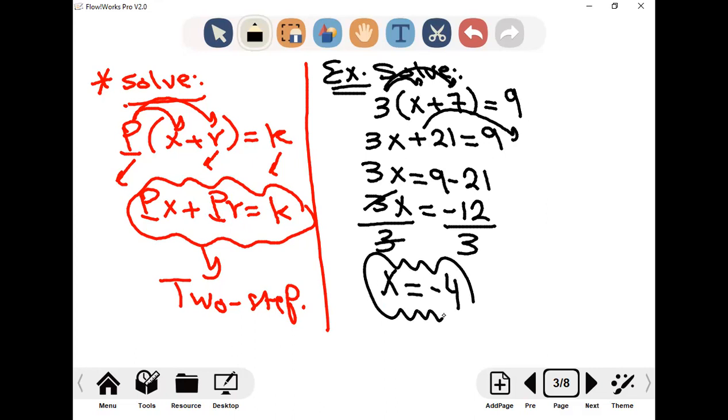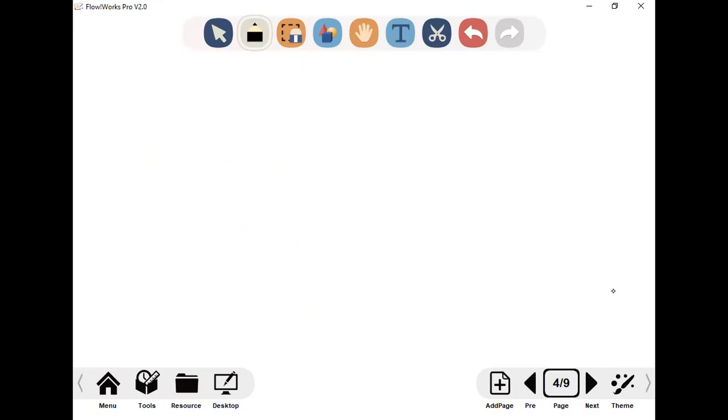Now to check our answer, replace the variable by the value. Replace x by negative 4. Negative 4 plus 7 is positive 3, right? Times the 3 outside, the answer is 9. Okay? The answer is 9. Right. Let's take another example about it.